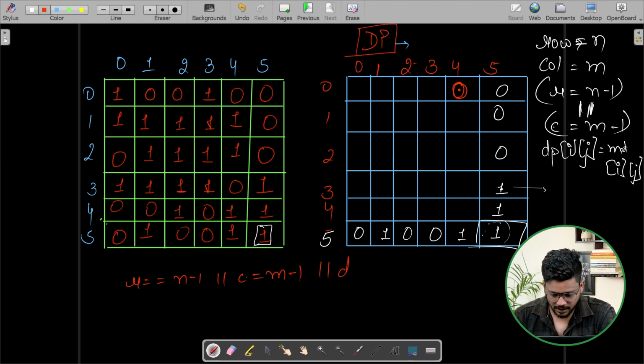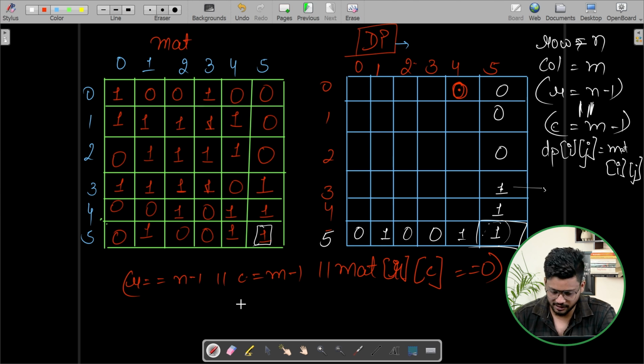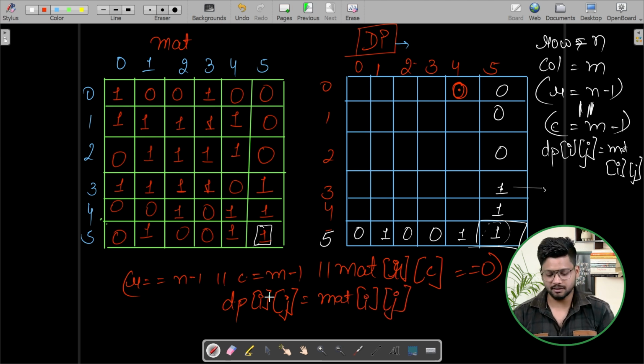If the matrix, in the question it is given as mat, so mat of i and j, or maybe you can assume r or c equals 0, then we have to put the same value as we have in this array. So basically dp of i j would come like mat of i and j. This is going to be our approach. And now for this part, what is going to be the value of this point?